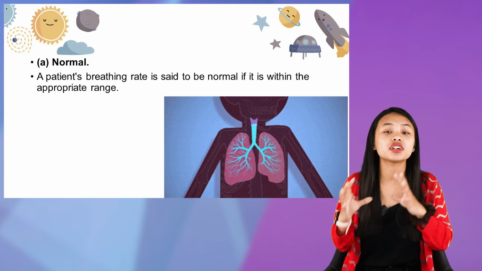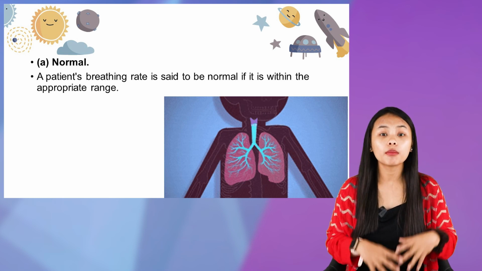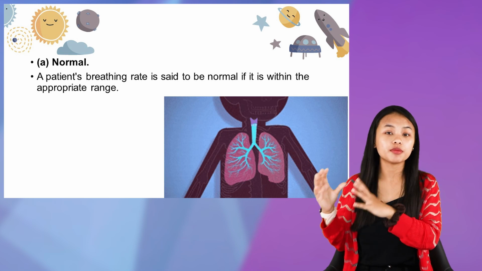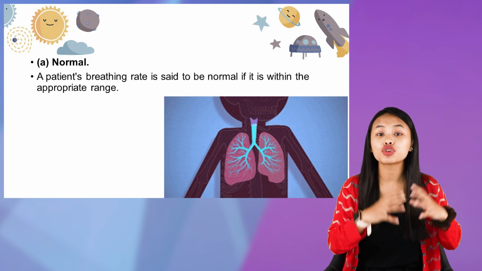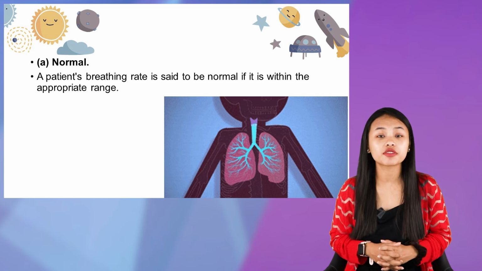Whereas if you assess the respiratory rate of a child, then their normal breathing rate is from 20 to 28 breaths per minute, whereas for an infant, the normal breathing rate is 30 to 60 breaths per minute.